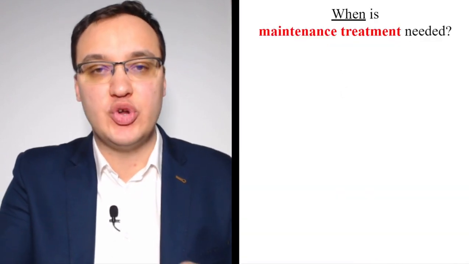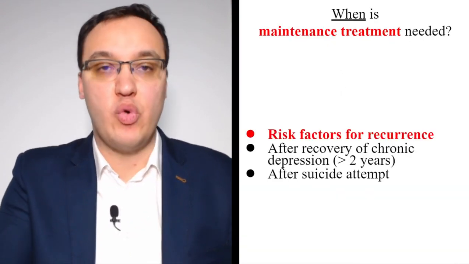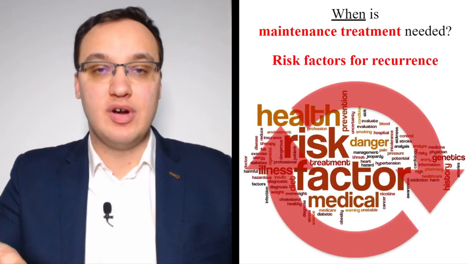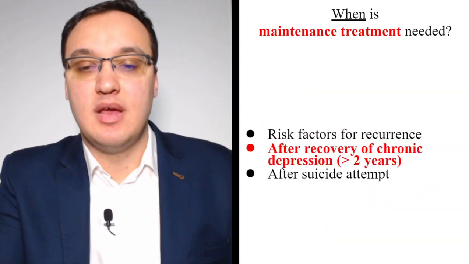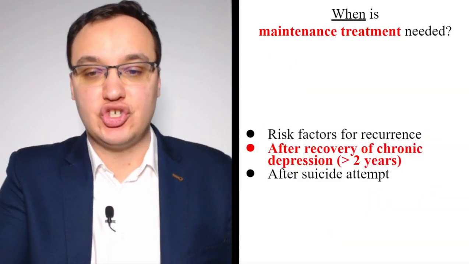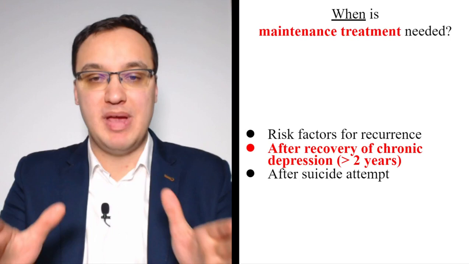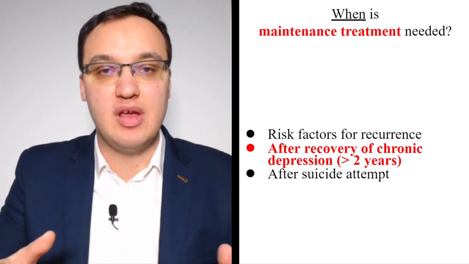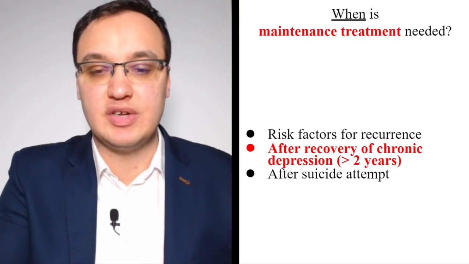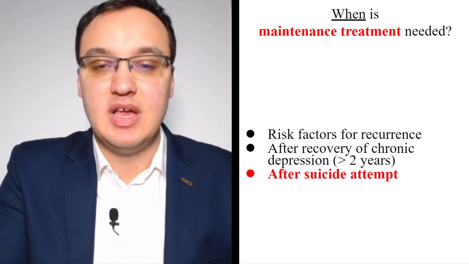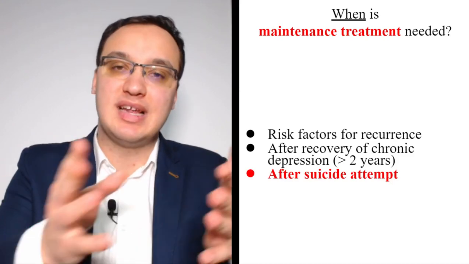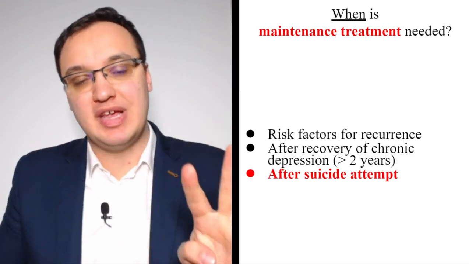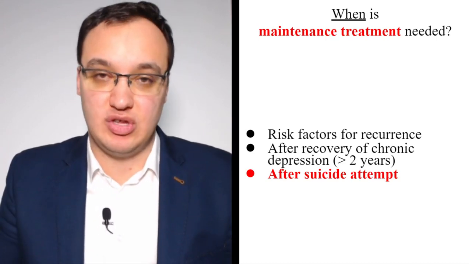So when is maintenance treatment needed? When we have risk factors for recurrence. So risk factors for this relapse again. After recovery of chronic depression, so more than 2 years, or after a suicidal attempt. This is kind of similar to what I said in the previous slides, the 4 things that we need. These 4 things say that this patient needs the maintenance treatment forever.